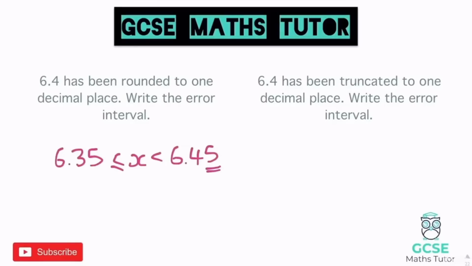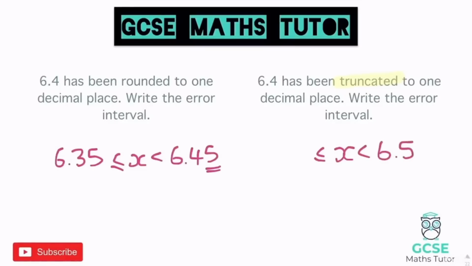This one's slightly different in the wording. So this one says it's been truncated to one decimal place, and truncated basically just means it's been chopped off after this first decimal, regardless of how it rounded. So if we have a look at writing this as an error interval, again we write these in the same way. The impossible number that it couldn't have been is 6.5. So my top one here is 6.5. It had to be 6.4 something if it was just chopped off.